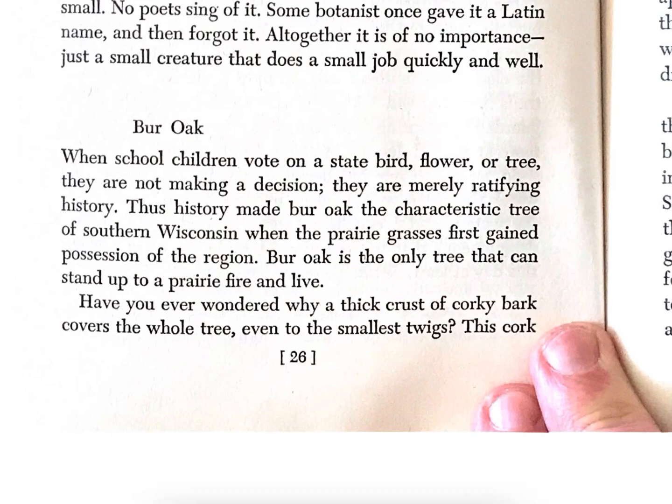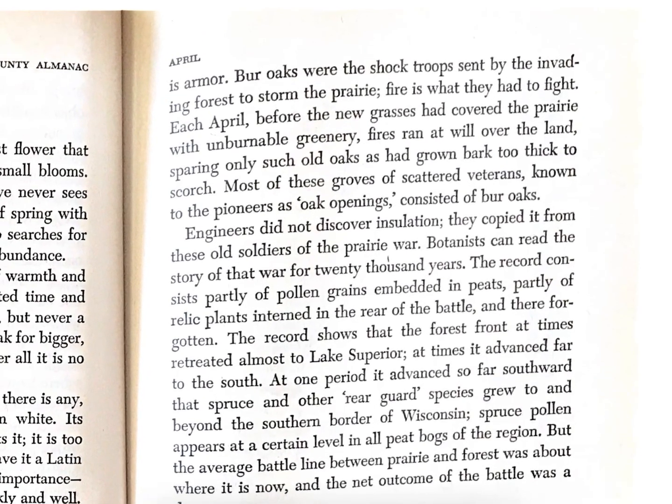When school children vote on a state bird, flower, or tree, they are not making a decision, they are merely ratifying history. Thus, history made Bur Oak the characteristic tree of southern Wisconsin, where the prairie grasses first gained possession of the region. Bur Oak is the only tree that can stand up to a prairie fire and live. Have you ever wondered why a thick crust of corky bark covers the whole tree, even to the smallest twigs? This cork is armor. Bur Oaks were the shock troops sent by the invading forest to storm the prairie. Fire is what they had to fight.